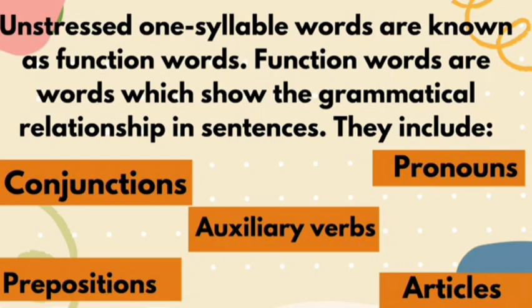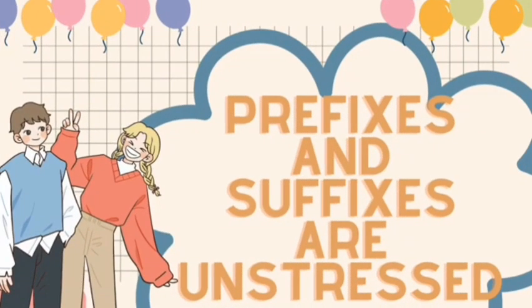Unstressed one syllable words are known as function words. Unlike content words, function words only show the grammatical relationship in sentences. They include conjunctions, prepositions, auxiliary verbs like may, have, do, especially when they are used with a verb, pronouns, and articles. Also note that prefixes and suffixes are unstressed.